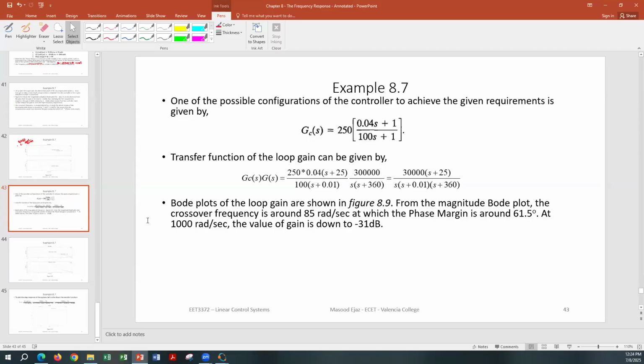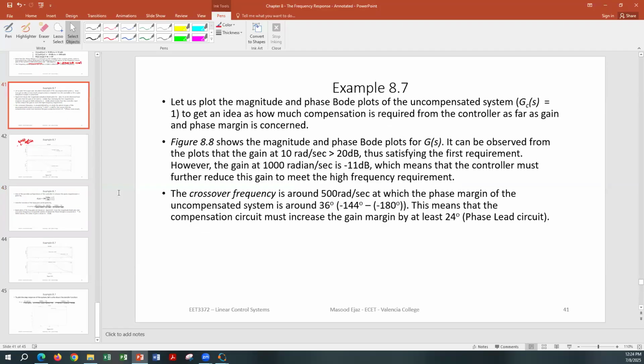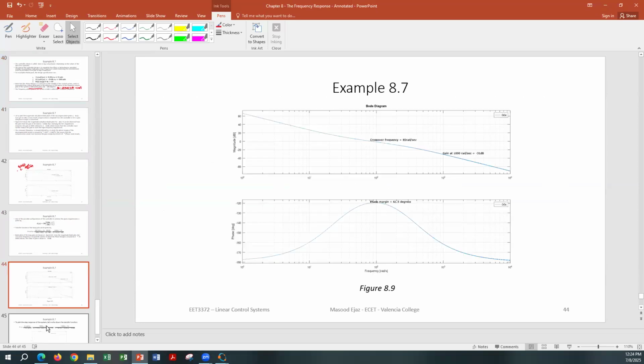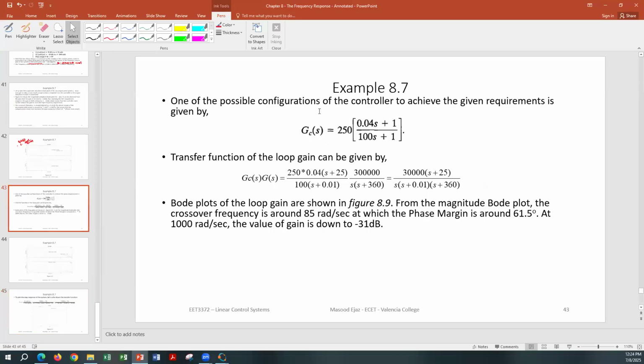So using this controller gain, we can satisfy all three conditions, and the compensation circuit is a phase lead circuit. How we got to this phase lead compensation circuit, we're going to see in the next chapter, because the design of phase lead and phase lag is in the next chapter.